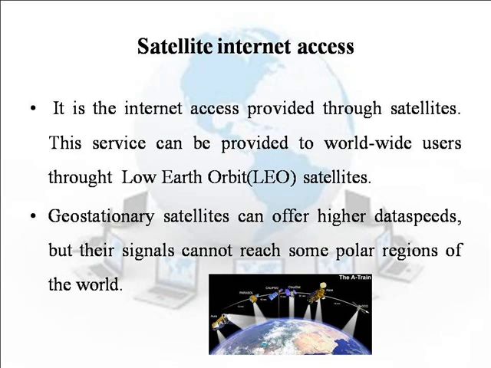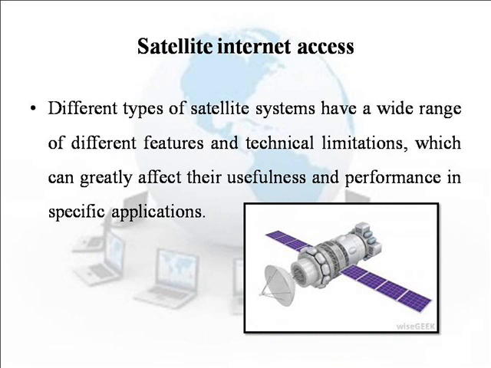Satellite internet access. It is the internet access provided through satellites. The services can be provided to worldwide users through low Earth orbit satellites. Geostationary satellites can offer higher data speeds, but their signals cannot reach some polar regions of the world. Different types of satellite systems have a wide range of different features and technical limitations, which can greatly affect their usefulness and performance in specific applications.